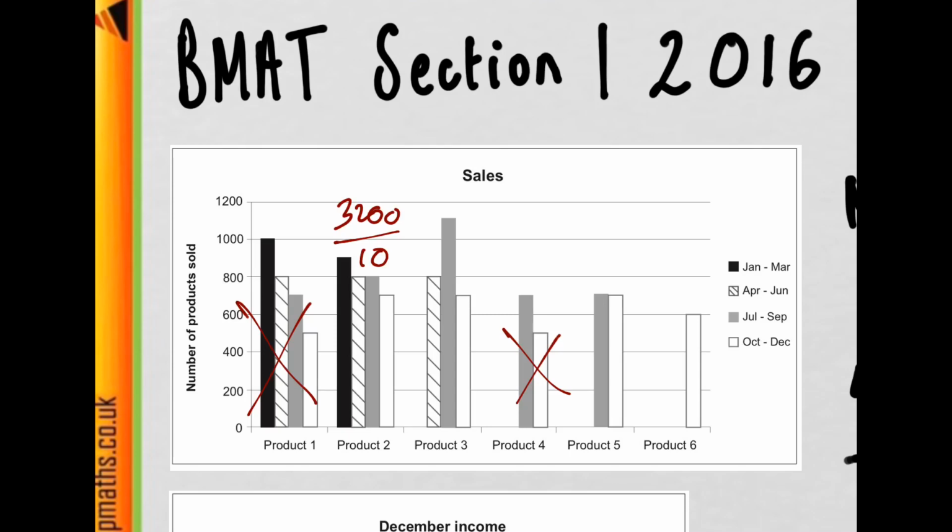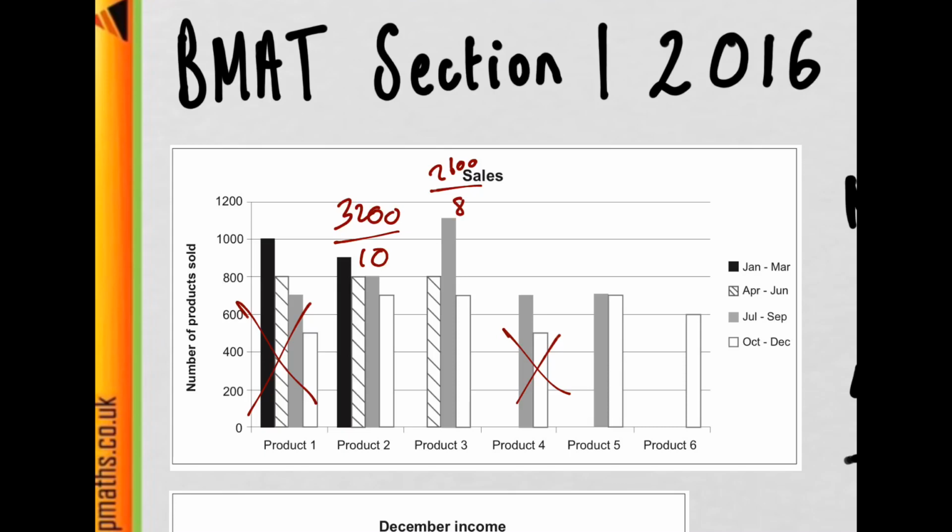Okay, product 3 has 800, followed by 1100, which is 1900. And finally we have here 700, so we can say this is 2600. I'll do that more clearly. 2600 over a window which started in May. So that means that we have a total of 8 months.